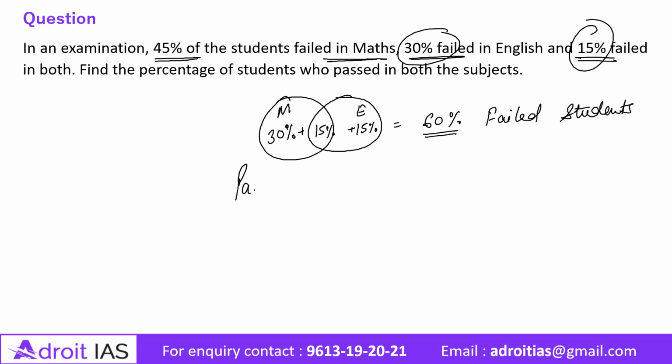So passed in both is equal to 100 minus 60, which is 40%. So passed in both is 40%. Now you must have got a clear idea of how to deal with these types of questions. Now let's talk about the next one.